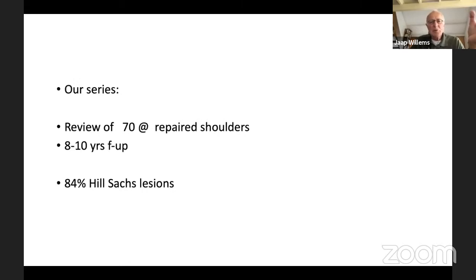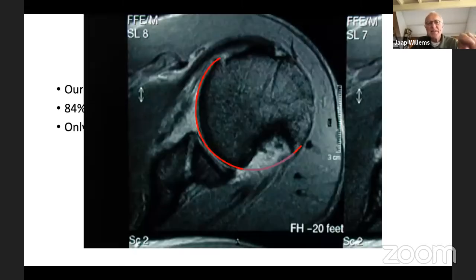Well, I like to pay attention to the width, which is also involved in the off-track philosophy. We reviewed a series of 70 arthroscopic Bankart repaired shoulders with 8 to 10 years follow-up. 84% had a clear Hill-Sachs lesion on the MRI or CT scan. And this is how I measured it: the width, taking the violet part as a percentage of the total width on the slice of the MRI where the Hill-Sachs lesion is the largest.